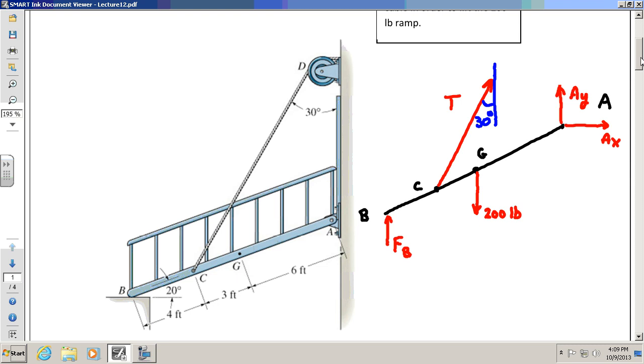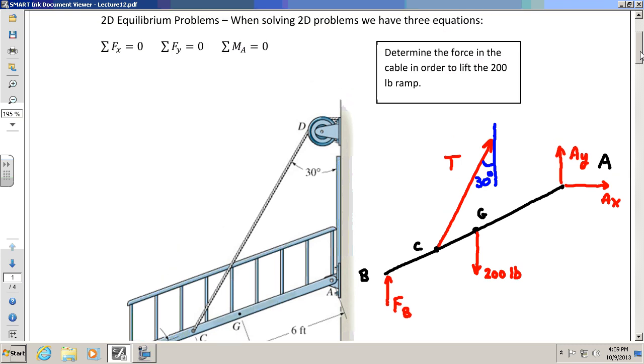So you get this free body diagram, but we have a problem here. Remember what I was telling you last time? We have 3 equations: some forces in x, some forces in y, some moments. And with 3 equations, I can only solve for 3 unknowns. If you ever draw a free body diagram that has more than 3 unknowns, you're kind of stuck.